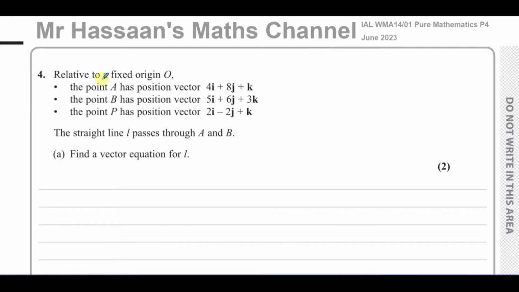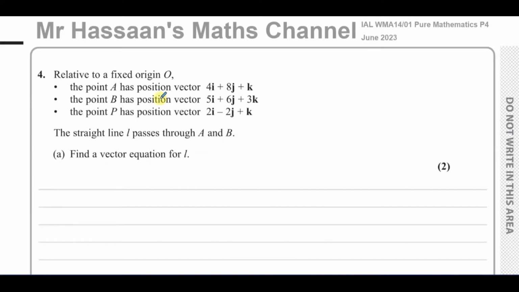Relative to a fixed origin O, the point A has position vector 4i plus 8j plus k. The point B has position vector 5i plus 6j plus 3k. The point P has position vector 2i minus 2j plus k. A straight line passes through A and B. Find a vector equation for the line L.